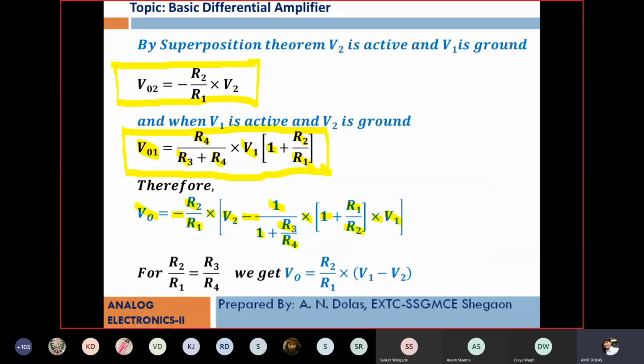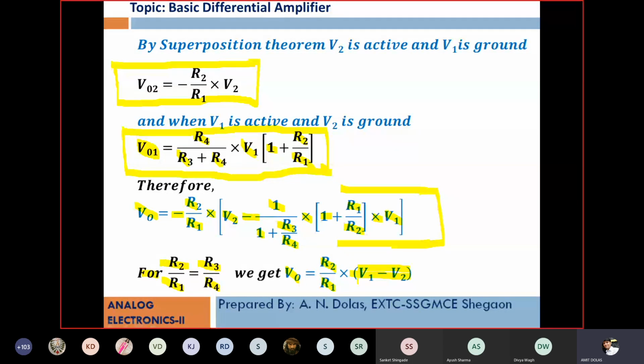But here the notations are different, but no worry. What we can do is take the proportionate values and accordingly simplify this formula. Whatever we obtain here, we may simplify. So for the ratio R2 by R1 equal to R3 by R4, we get simply V0 is equal to R2 by R1 into (V1 minus V2).